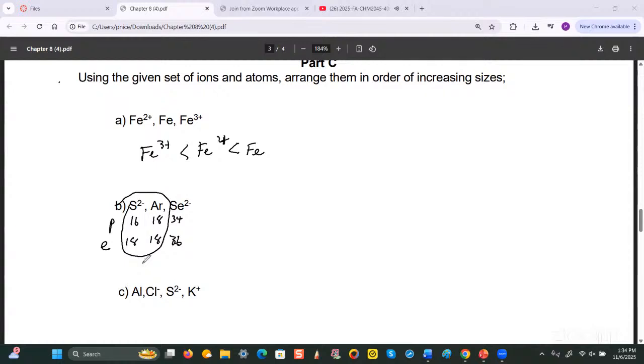Sulfide. I mean, so argon. Yeah, argon, because argon has a larger number of protons, so therefore it will have a greater pull on the electrons surrounding it. So therefore argon will be first, followed by sulfide. All right, and then the selenide, that's easy because selenium is right below sulfur in that group, so therefore you'd expect the selenide to be larger in size compared to sulfide. So therefore, this will be the answer for D.